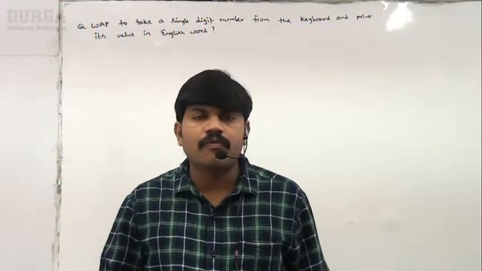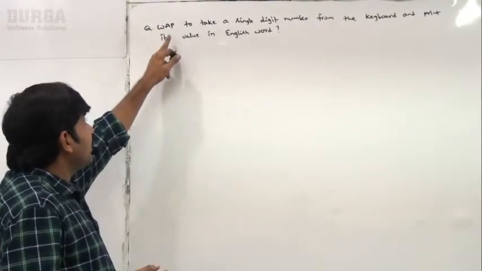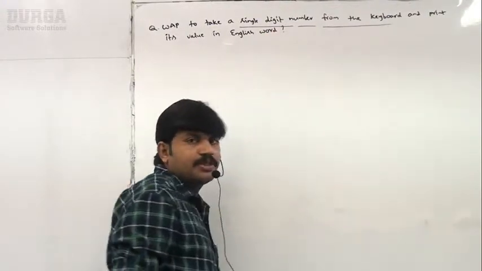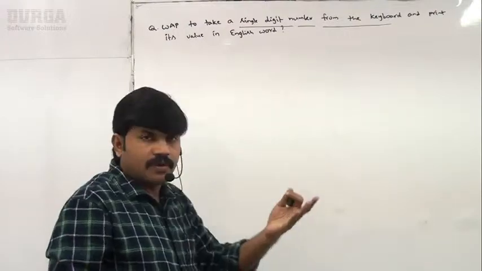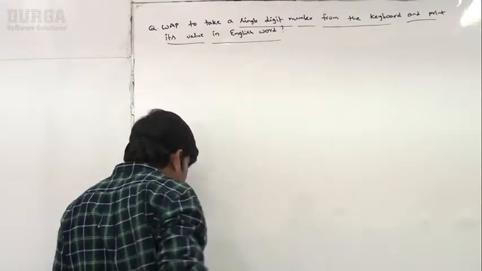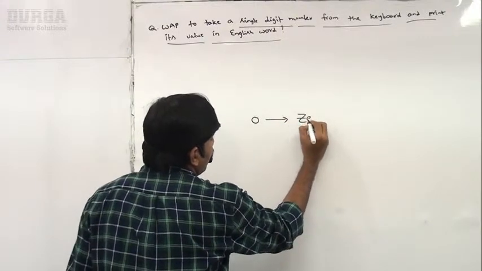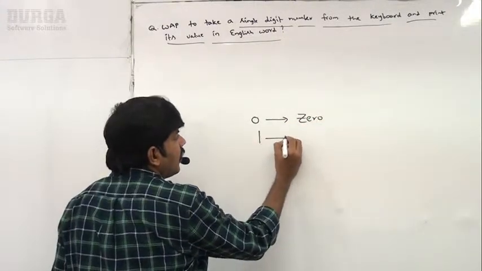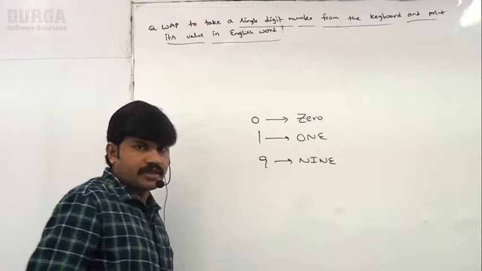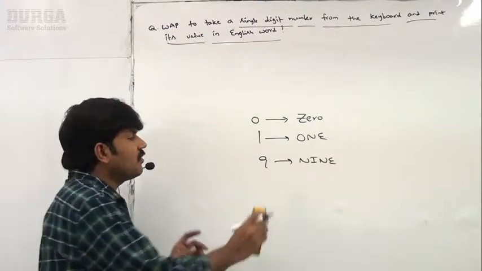Sir, now let me go for one more example related to if else. Have a look once. Write a program to take a single digit number from the keyboard, maybe 0 to 9, and print its value in English word. What it means is, if I enter 0, now I want the output 0. If I enter 1, the output I want is 1. If I enter 9, then the output is 9. Sir, this is my requirement. How can you write the code for that? Very, very simple, sir.